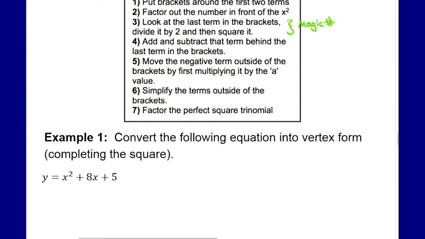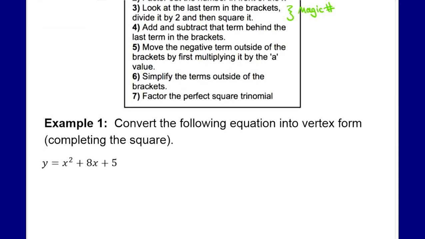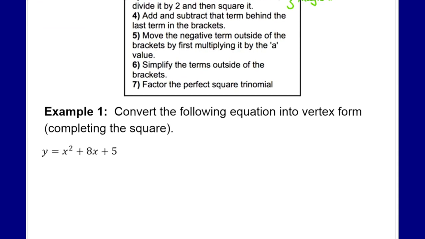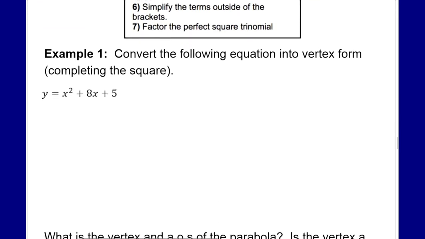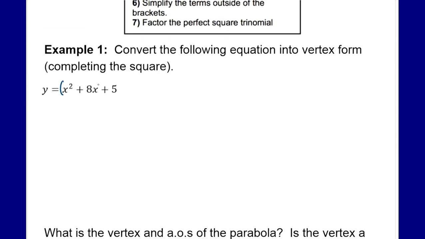So example 1. Convert the following equation into vertex form by completing the square. First, we need to put brackets around the first two terms. Done. Next, we need to factor out the value in front of x squared. In this case, there isn't a value in front of the x squared, or it's a 1. So I can't really factor out a 1. It's not going to change anything, so I'm going to leave it. So x squared plus 8x.